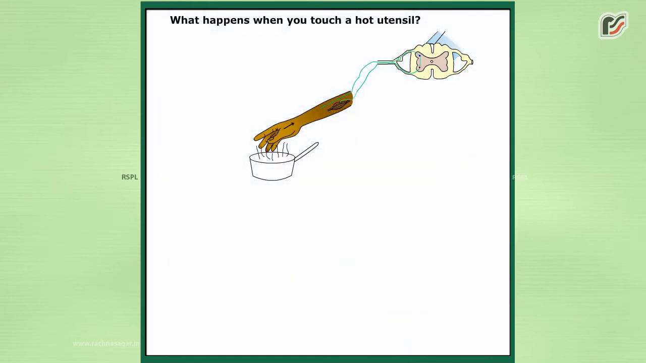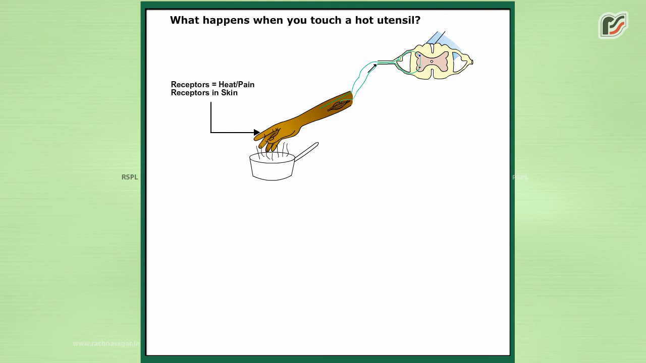What happens when you touch a hot utensil? When you touch a hot plate, you immediately pull your hand away. This is an example of a reflex action. The mechanism of this reflex action is described below. In the skin, thermoreceptors are present. When you touch a hot utensil, thermoreceptors sense the heat and convert this stimulus into a sensory impulse.